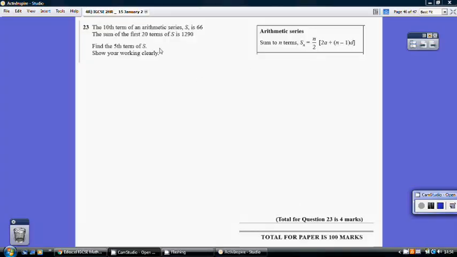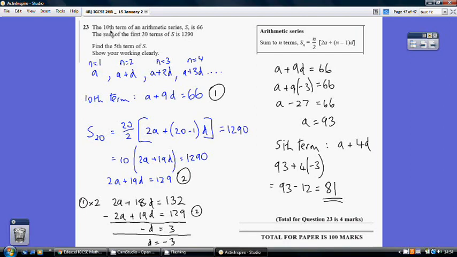Question 23. Now I'm given two pieces of information here. Each allows me to form an equation, and then I have a simultaneous equation which I can solve, which then allows me to work out the fifth term. So how do I get my first equation from this first fact? I'm told that the 10th term of an arithmetic series is 66.